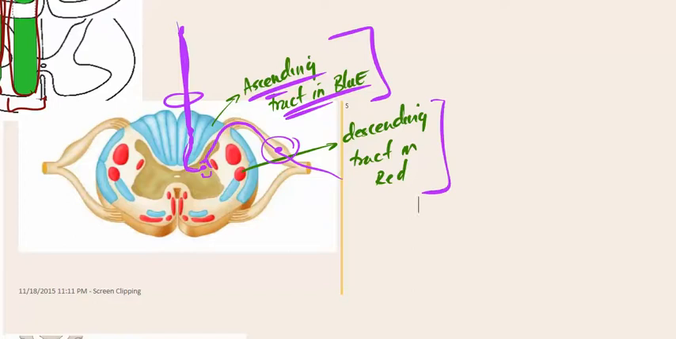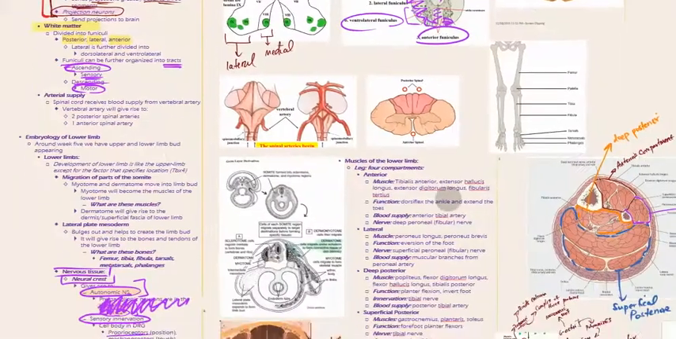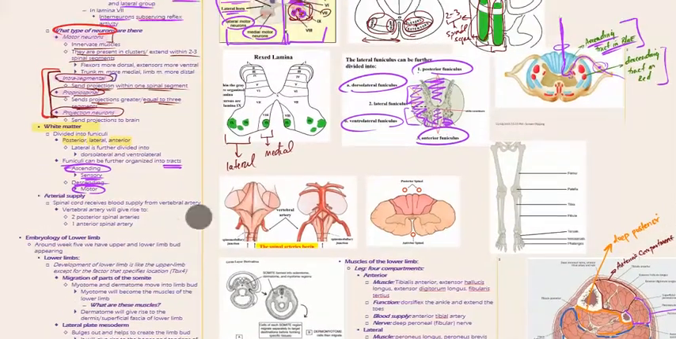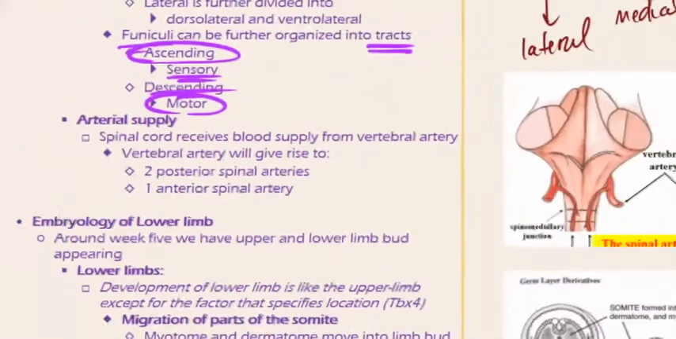So we said that the white matter is divided into what? Funiculi. Lateral, posterior, and anterior. Exactly. And then those are further divided into tracts. Then we have ascending tracts and descending tracts. Descending are motor, ascending is sensory. Cool? All right, so that's that for the divisions. Then going on into arterial supply.